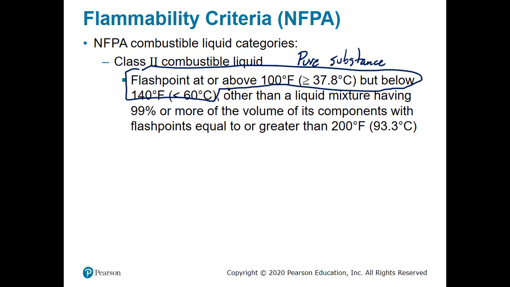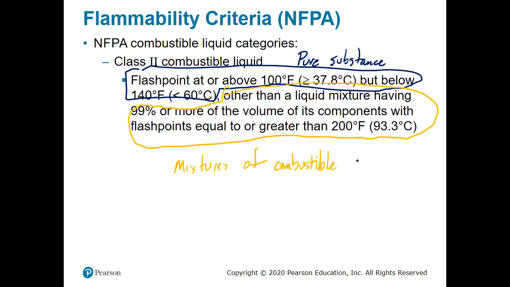And so this bottom part here represents if I have mixtures of combustible substances. If I have a mixture of combustible substances, it'll fall into this category because collectively their fire hazard is going to be greater.